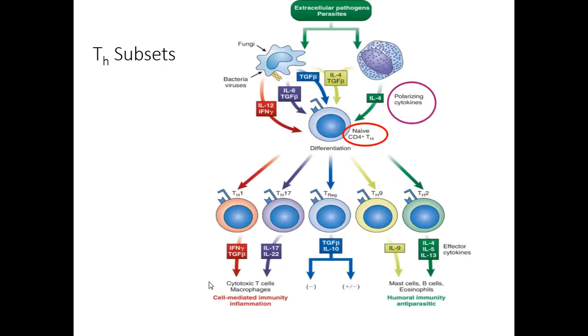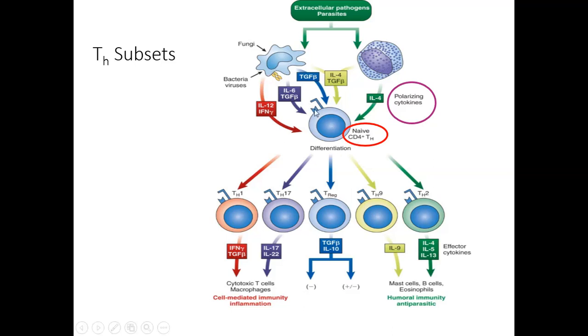So let's take a look at a couple of examples, and we can see the T helper 9 and T helper 17 as well. Let's just follow one or two of the paths and see what's happening. Let's say we have extracellular pathogens or parasites being presented by one of any kinds of antigen presenting cell. It doesn't matter which one it is at this point; it could be a fungus, bacteria, virus, anything. So let's say this antigen presenting cell presents it to this naive T helper cell.